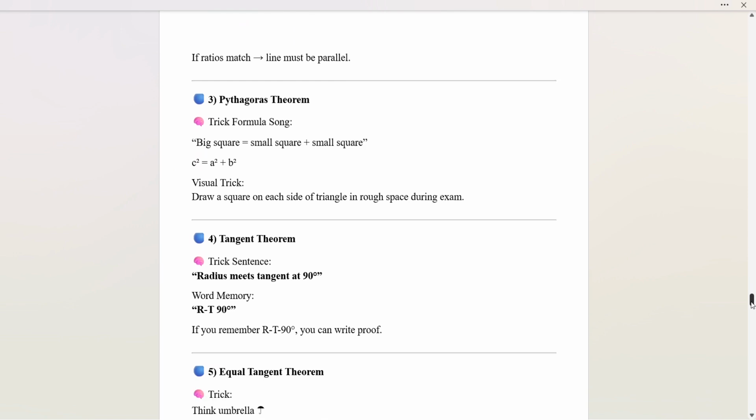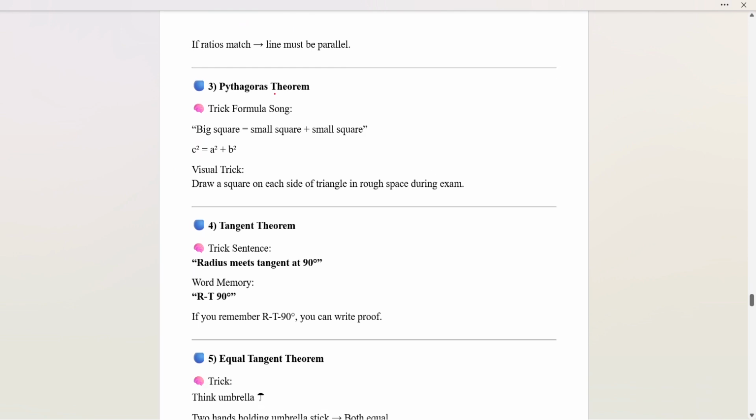So here remember, if ratios match, the line must be parallel. Pythagoras theorem. Here is a trick formula song: big square is equal to small square plus small square.